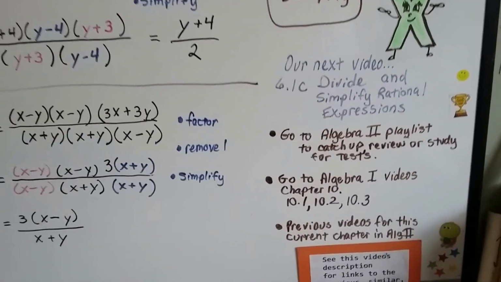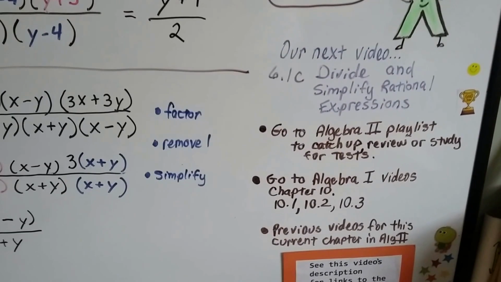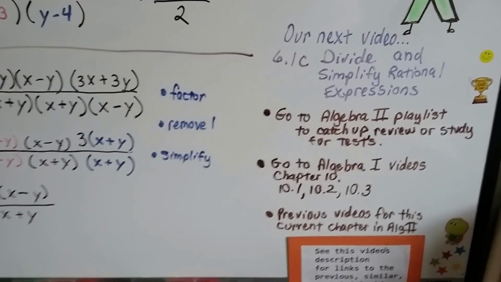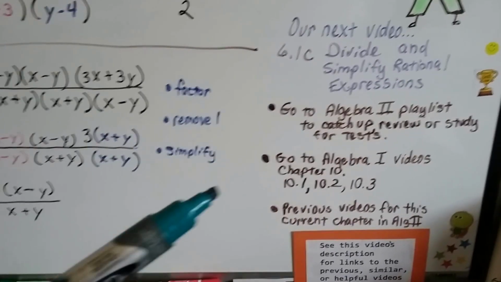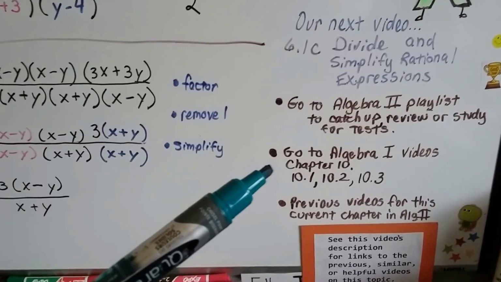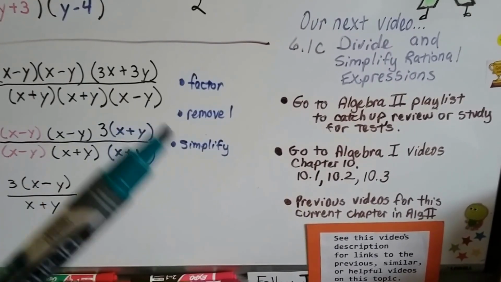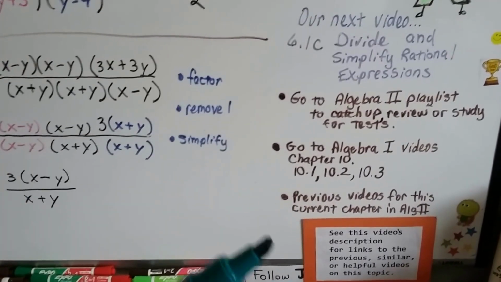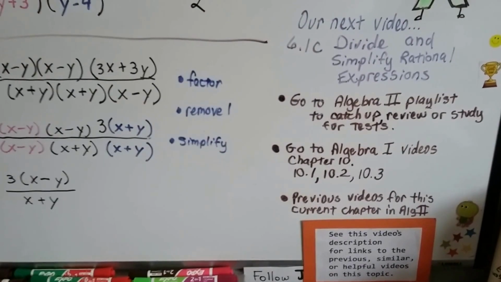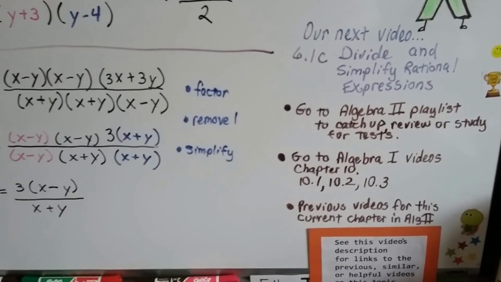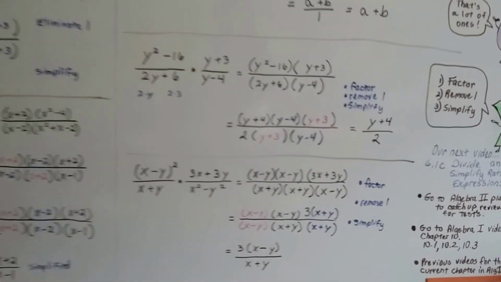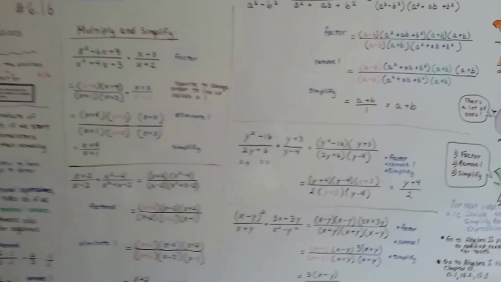Our next video, 6.1c, we're going to divide and simplify rational expressions. I'm going to add this video to the Algebra 2 playlist so you can study. And there's going to be links from Algebra 1, Chapter 10, where we covered a lot of this elimination and substitution. And any previous videos, like 6.1a, the one we had before this one, is going to be in there too, in this description. So you can just click on it, all right? And hopefully that'll help you.